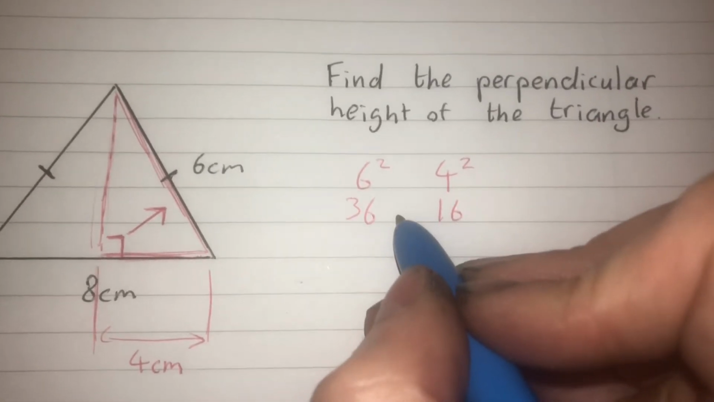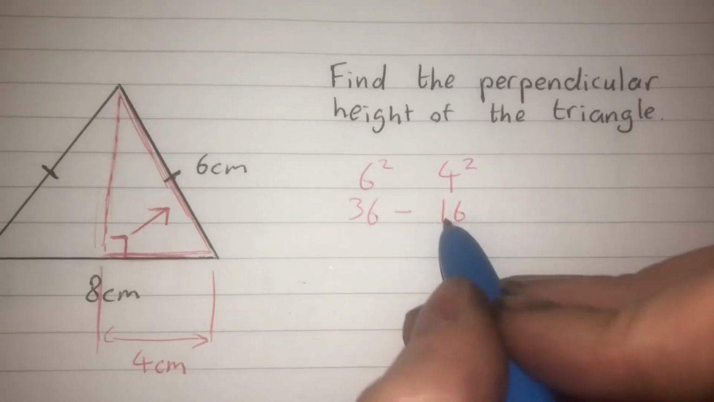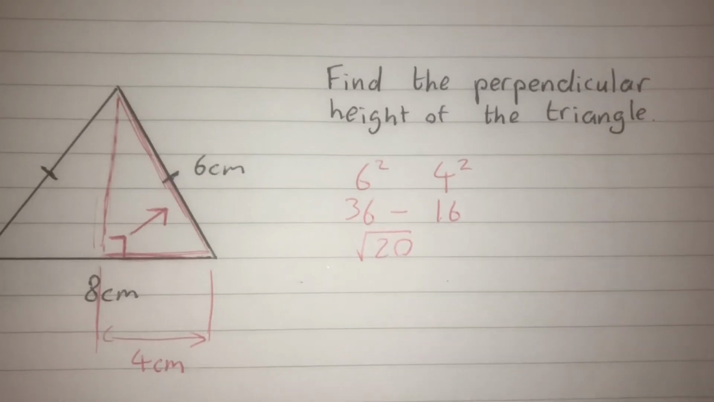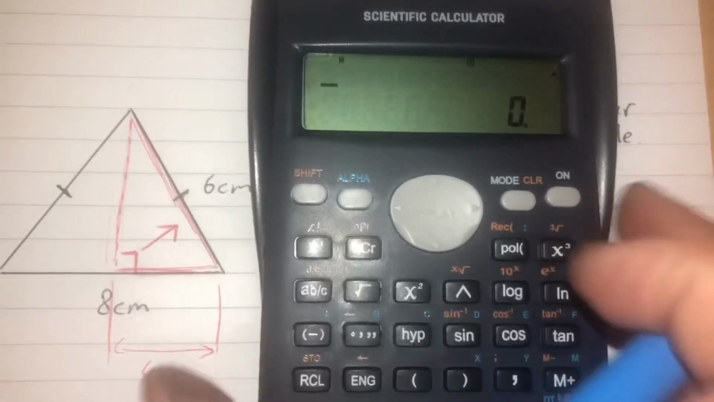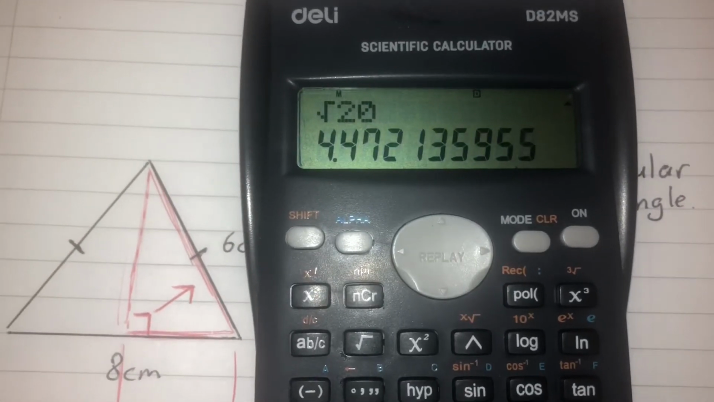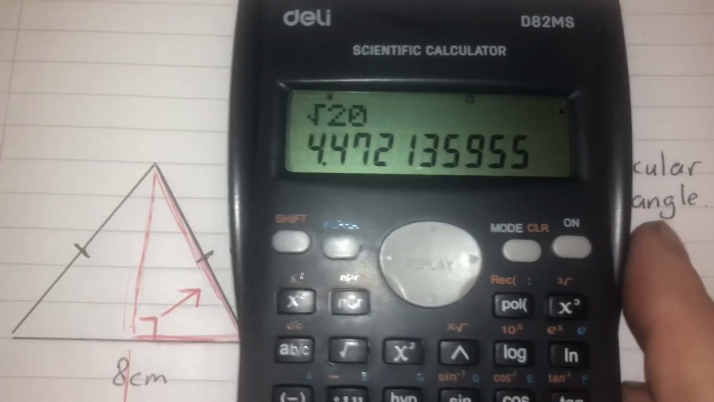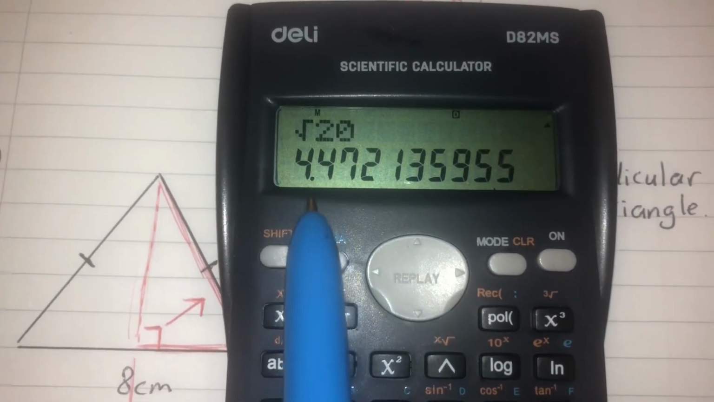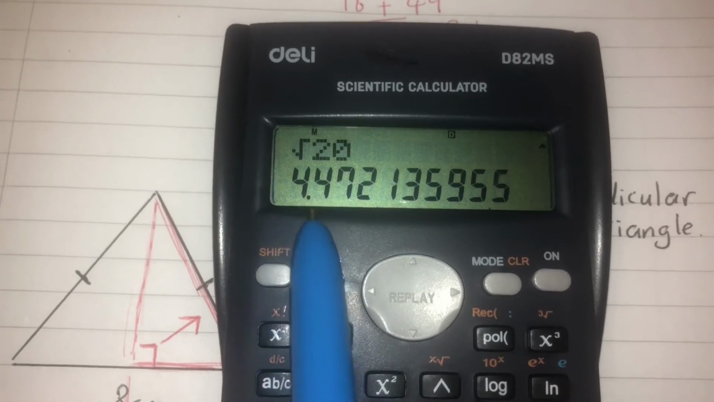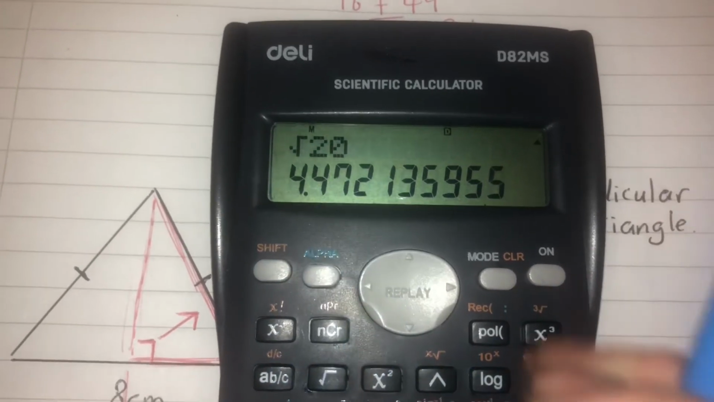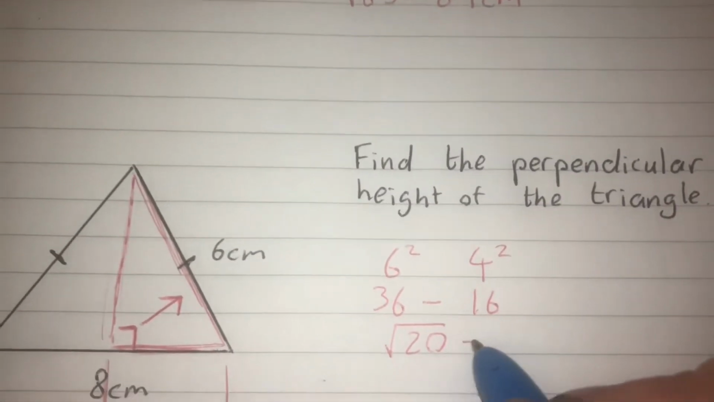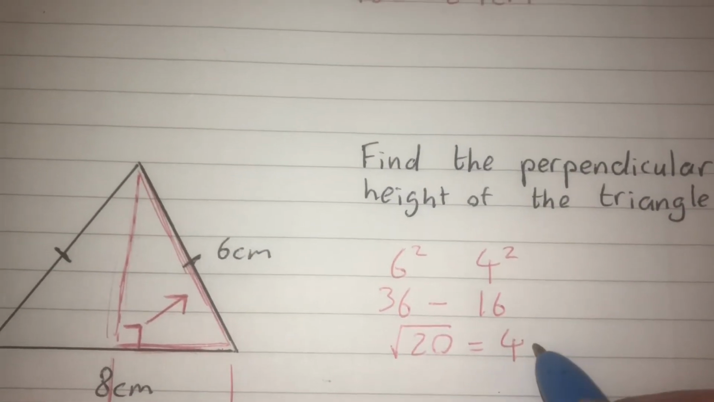Because we're finding the shorter side, we subtract. 36 take away 16 is 20. Square root of 20, again, it's not a square number, so we make sure to use our calculator. Square root of 20 is 4.47, etc. So rounding to a suitable degree of accuracy, 4.47 becomes 4.5. The 7 dictates that we round this up to a 5. So 4.5, and again, we're working with centimeters here.